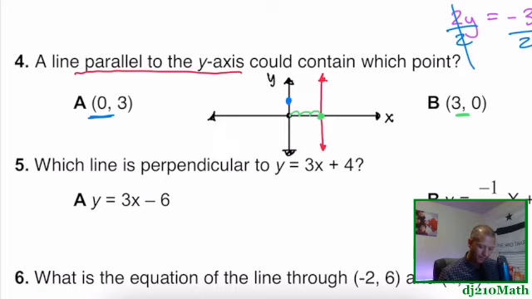Now, one could argue that if I slide the red line over, this red line is also parallel to the y-axis. In fact, it is the y-axis. And then it could contain the first point. I'm leaning more towards B on this one, but I could definitely make an argument for A.